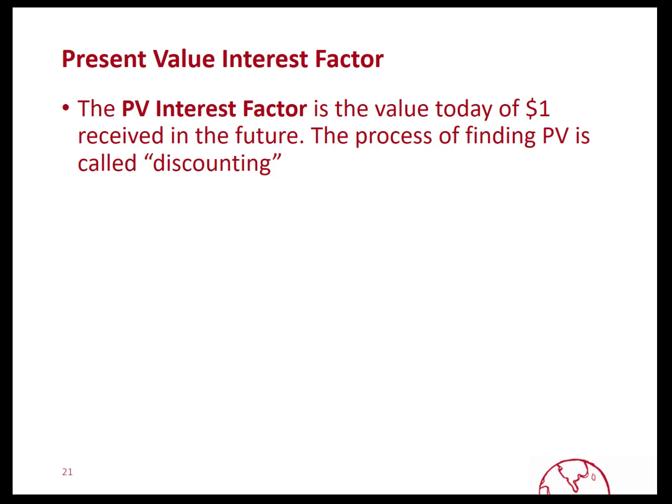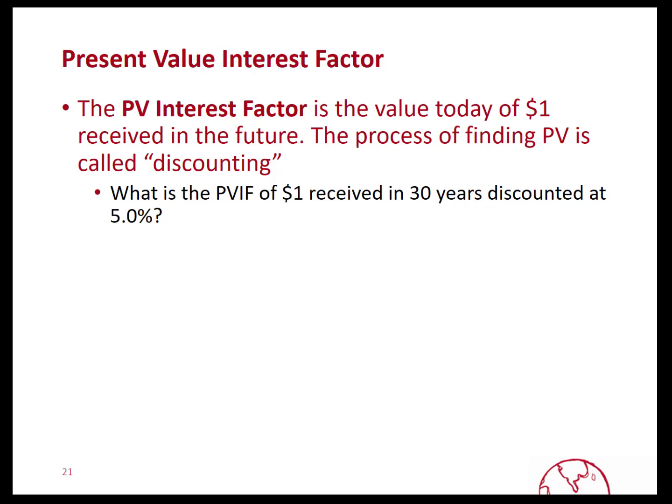Similarly, you can find what the present value interest factor is for $1 received in the future. What would it be if you discounted to today? So let's do that same calculation, except let's say you have $1 at the end of 30 years, and if you discounted at 5%, what would that $1 be worth today? We see here that it would be 23 cents. In other words, if you invest 23 cents, 23.14 cents to be precise, at 5% per year and hold it for 30 years, it will be exactly $1 at the end of the 30 years.